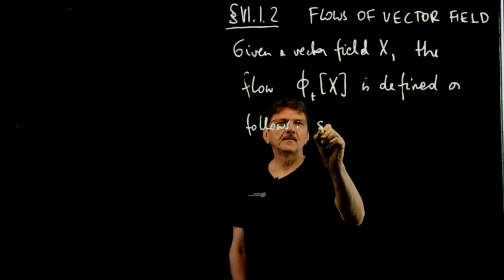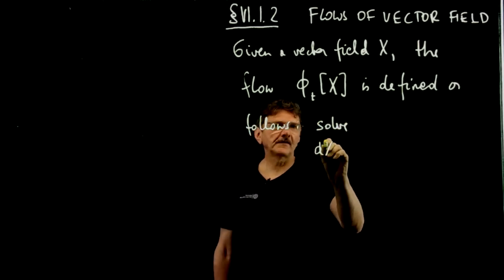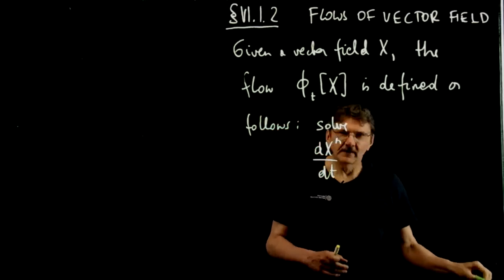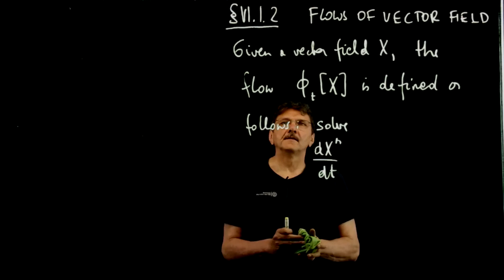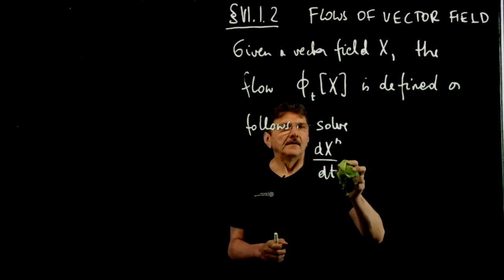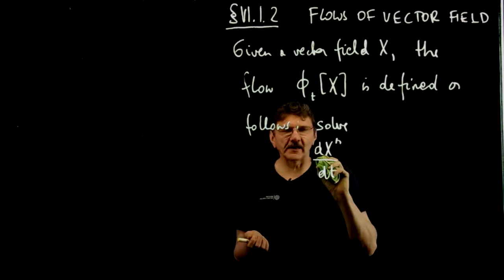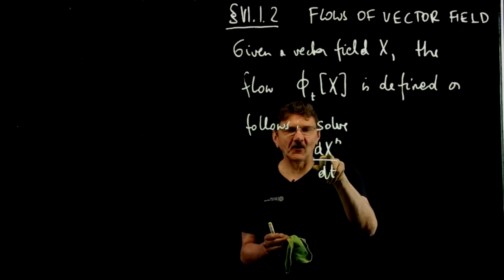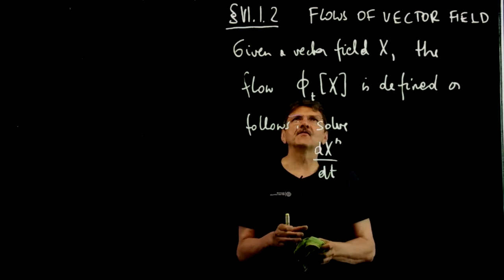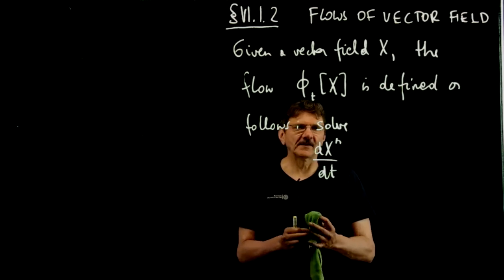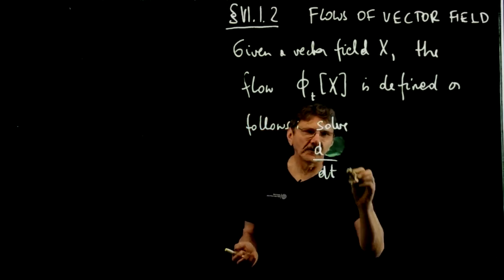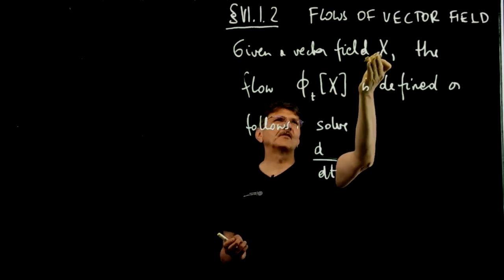First, solve the equations dx^mu over dt, and this is... The reason I stopped is that I realized that in one of my exams, people had problems differentiating between lowercase x and uppercase x. Therefore, it's not a good idea to use both lowercase x and uppercase x. However, in this business, you're always talking about the flow of the vector field X.